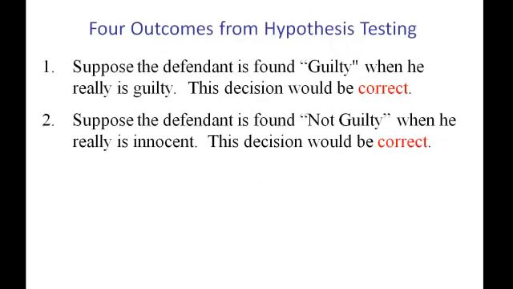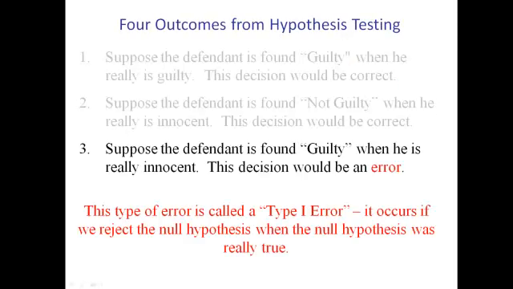So now, let's think more about the two outcomes of guilty and not guilty. Suppose that the defendant is found guilty when he really is guilty. Then this decision would be correct. Or suppose that the defendant is found not guilty when he really is innocent. Then again, this decision would be correct. So there are two ways the trial could turn out where the correct conclusion was drawn. But now this points to two other situations where the conclusion would be an error. Suppose that the defendant is found guilty when he really is innocent.